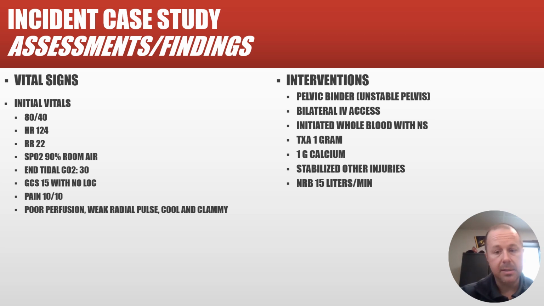Pain was a 10 out of 10, but due to that current blood pressure, we weren't going to administer any type of pain medication, and truthfully at that time that was not our top priority. He did have poor perfusion, weak radial pulses, and a weak carotid pulse, and he was cool and clammy. So immediately after doing our head to toe, what we found is that he had an unstable pelvis.